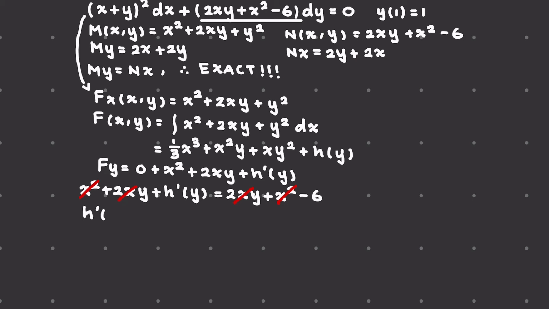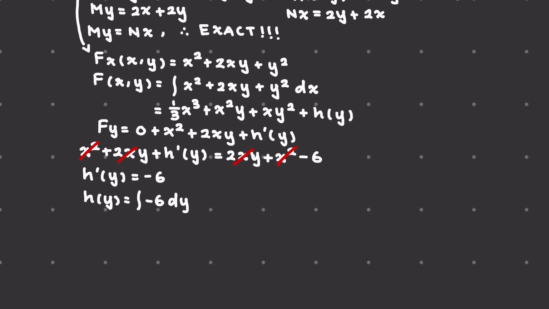and this just leaves us with the derivative of h equals negative 6. And we want to integrate it to find h of y in order to substitute it back in the original equation. Negative 6 times dy, and this integration gives us negative 6y plus c. And from here on, we can substitute it back into the equation that we got after we integrated the partial derivative of f with respect to x.